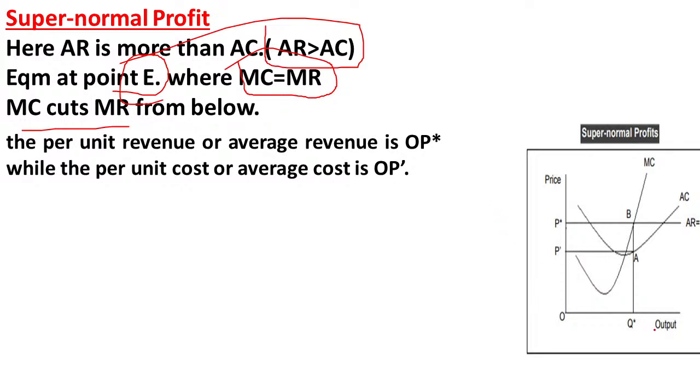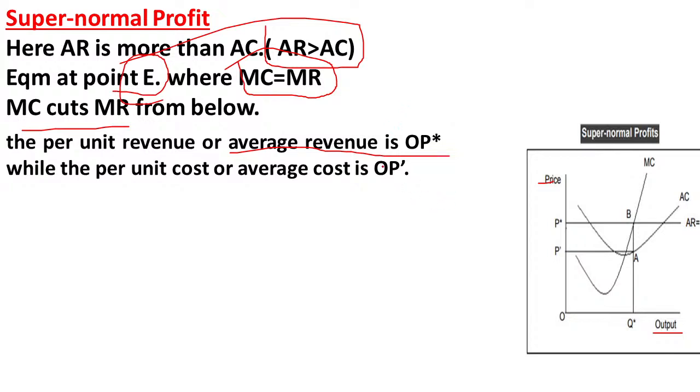Here on the x-axis we have taken output, on the y-axis we have taken price and cost. This is the average revenue curve, this U-shaped curve is the marginal cost curve, and this curve is the average cost curve. Please remember, marginal cost and average cost, both curves are U-shaped. The per unit or average revenue is OP star here.